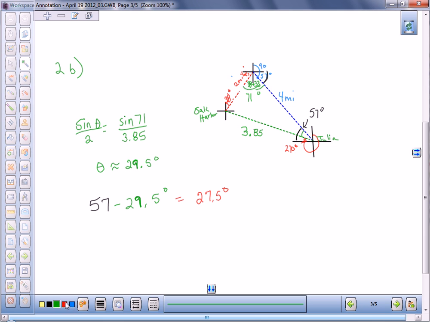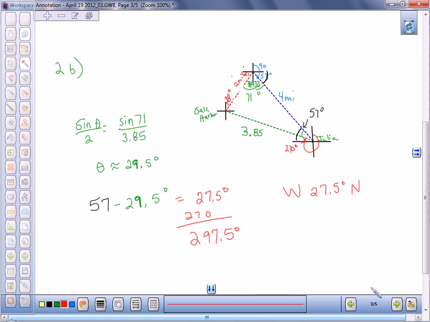So how could we write our answer? One simple way would be to say this is 27.5 degrees north of west. Or we could take that 270 and add it back and get a bearing of 297.5 degrees.